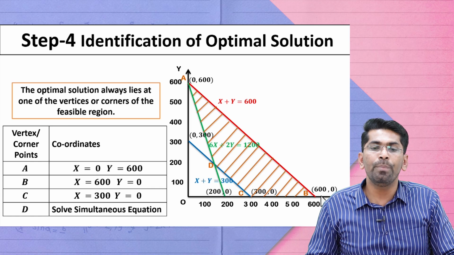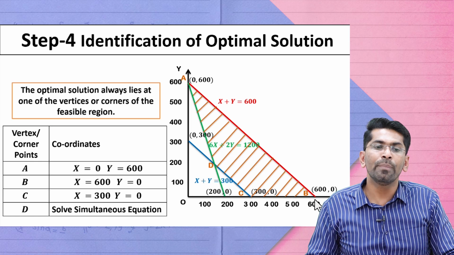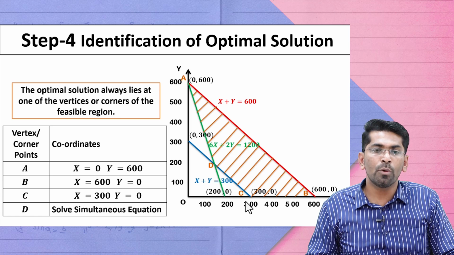Similarly, at the point B, the value of x is equal to 600. And what is the value of y? Y is equal to 0. So here I am denoting, at the point B, x is equal to 600 and the value of y is equal to 0. What about the C?